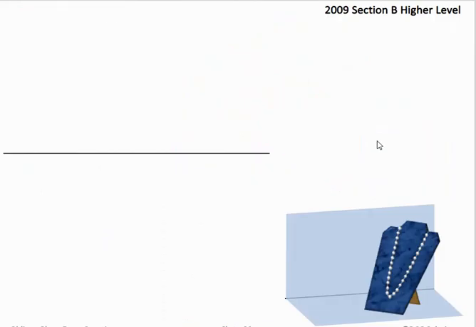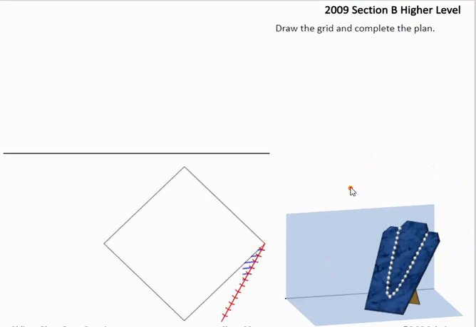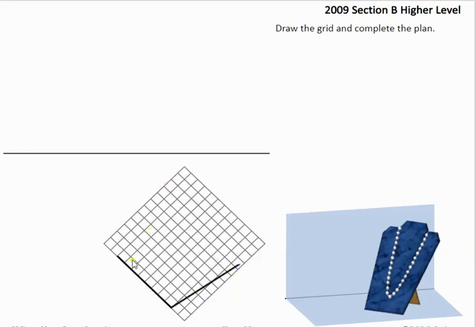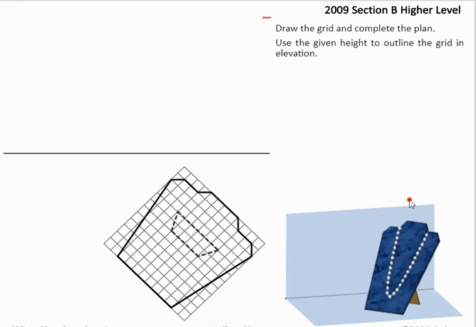Now this here is a higher level question. We're given a stand here for a necklace, and what we're going to use is the oblique planes method. So if we were given the question here, base piece here, then we were drawn grid here, and then we had to set up this base piece here. Now all this information was given to you on the exam paper. Then we had the back piece then.